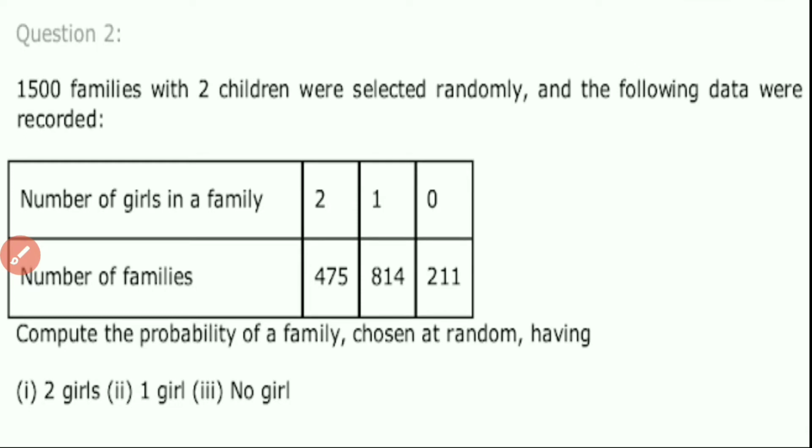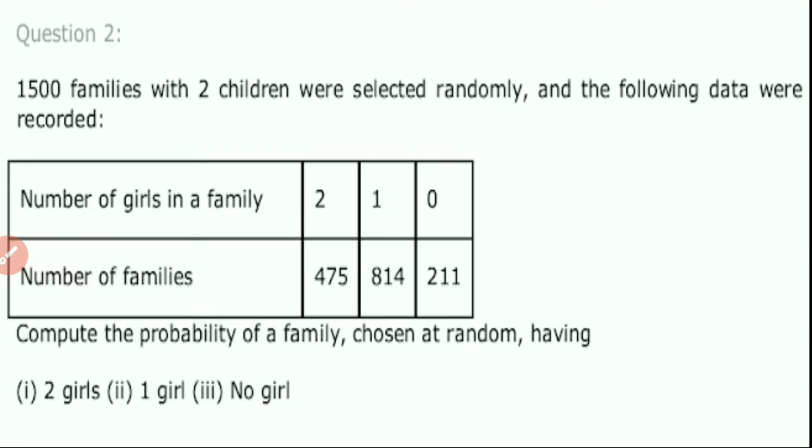Let's see example number 2. 1500 families with 2 children were selected randomly. This is the question, children, and the following data are being recorded. See, the tabulation is stated. There were a total of 1500 families having 2 children, selected randomly. A data table is given to you showing the number of families with respect to the number of girls in the family.